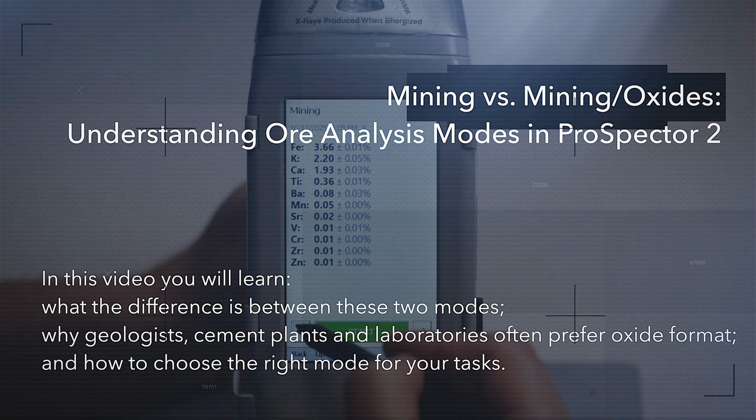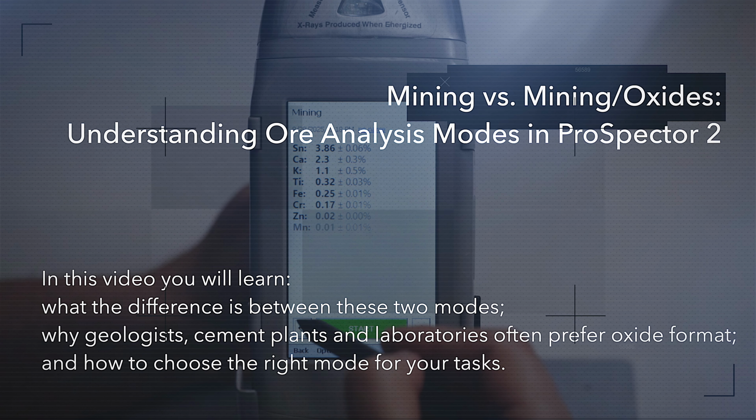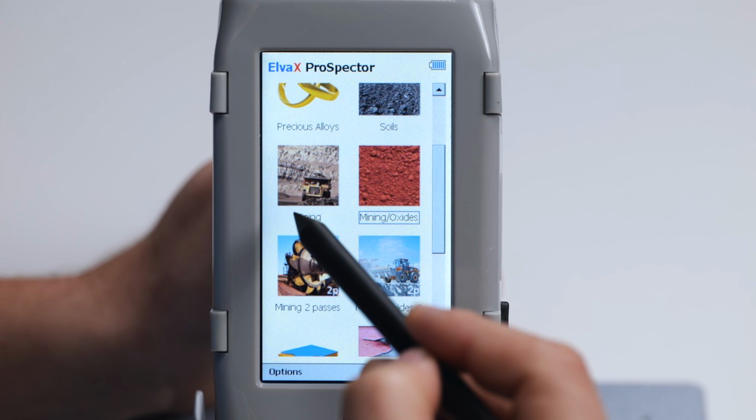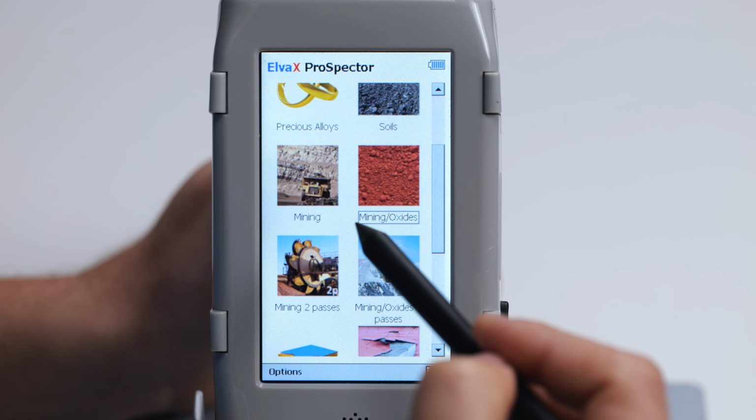My name is Serge and in this video we will talk about two ore analysis modes in the portable ProSpector 2 X-ray analyzer. The first is mining and the second mode is mining oxides. Both modes measure the same sample, but they show the results in different ways, as elements or as oxides. In this video you will learn what the difference is between these two modes, why geologists, plants and laboratories often prefer oxide format, and how to choose the right mode for your tasks.